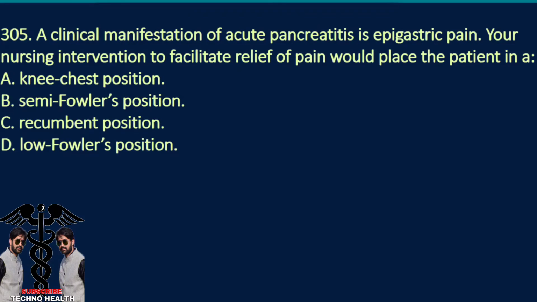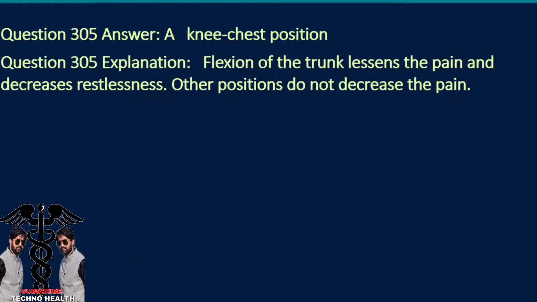Question 305. A clinical manifestation of acute pancreatitis is epigastric pain. Your nursing intervention to facilitate relief of pain would be placing the patient in A. Knee chest position, B. Semi-Fowler's position, C. Recumbent position, D. Low Fowler's position. Question 305 Answer: A. Knee chest position. Explanation: Flexion of the trunk lessens the pain and decreases restlessness. Other positions do not decrease the pain.